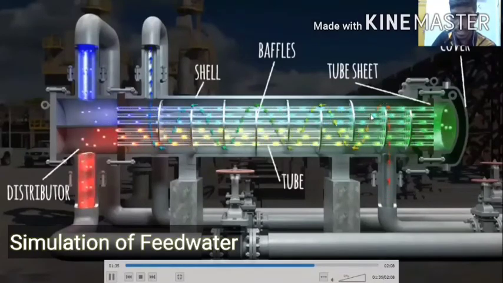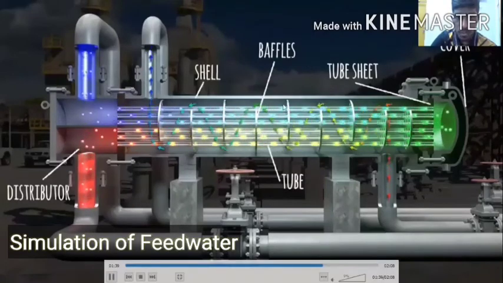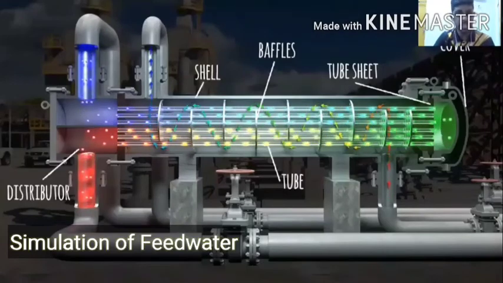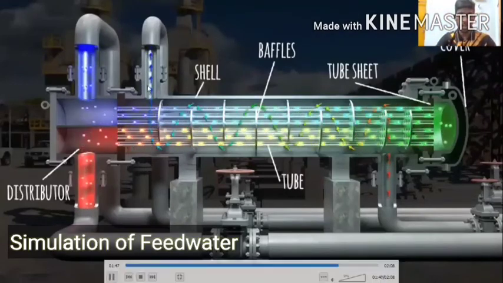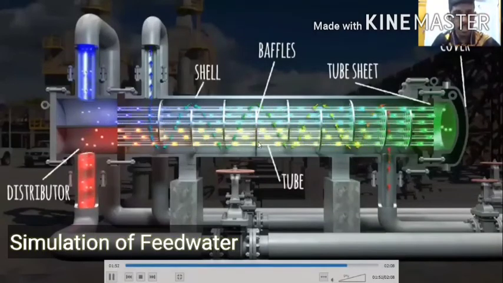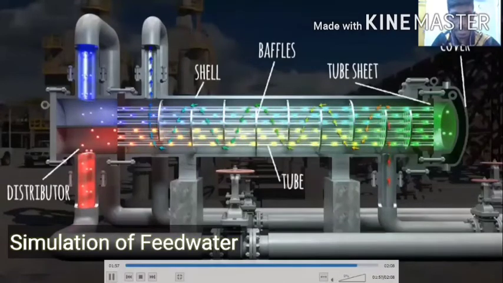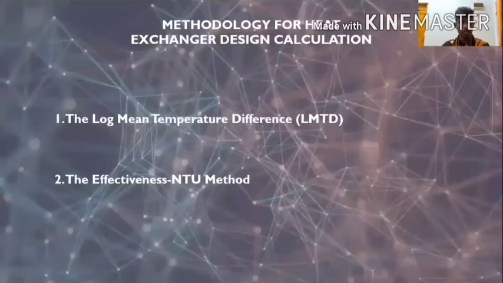which gives energy, heat, to the cold fluid, will eventually lose all its heat, and it will become normal cool water and will move out of the shell. So this is the visualization, this is the process happening inside the shell and tube heat exchanger.